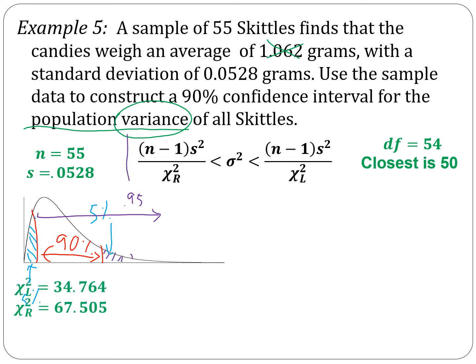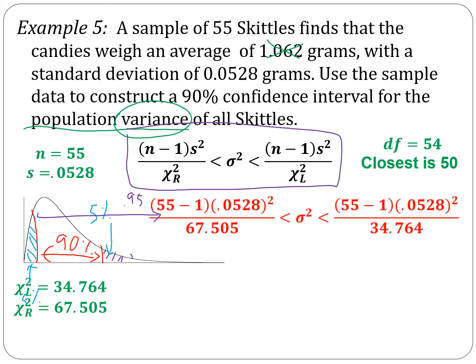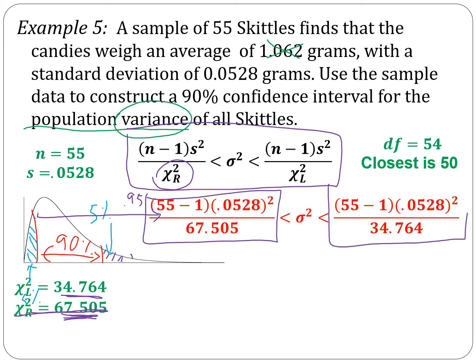Now we're going to plug everything into this equation. 55 minus 1 times 0.0528 squared. Just a note, the right chi-square value actually goes on the left of this equation because we want the smaller thing to be on the left, and this is always going to be bigger than that. So if we divide by a larger number, this fraction will be the smaller one. We want smaller on the left, larger on the right. Also note, we're not actually squaring this. It's called the chi-square value, but we don't square the value.